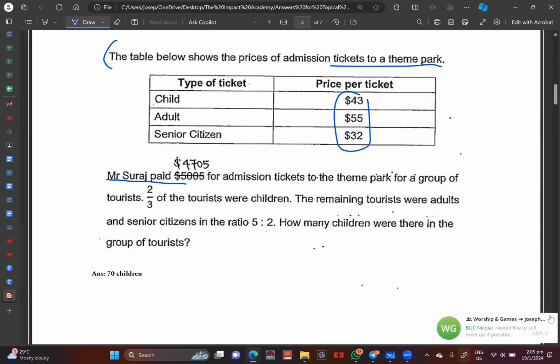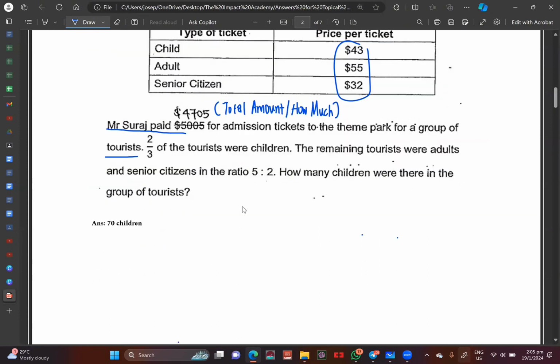So they edited this as well. Now, 4705 for admission tickets to where? To the theme park for a group of tourists. So we know that this is the total amount. Am I making sense here? All right, so we are just going to write this as the total amount, or in fact, I would say that this is the total how much. Agree or disagree? The total amount of money that Mr. Suraj has received.